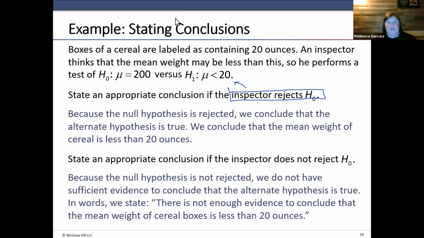However, this could also happen. We want to state the appropriate conclusion if the inspector does not reject the null hypothesis. If they do not reject the null hypothesis, basically we're holding on to it. It might be true. So because the null hypothesis is not rejected, we do not have sufficient evidence to conclude that the alternative hypothesis is true. So we're sort of softly rejecting it. We can't prove it. We can't prove OJ murdered anybody. That's what that one's saying.